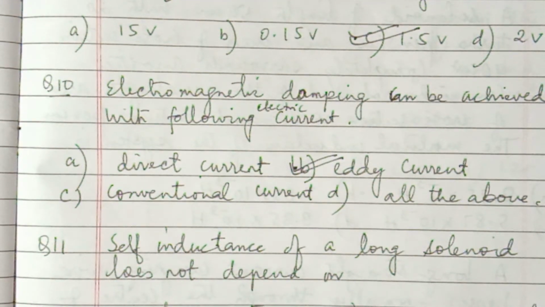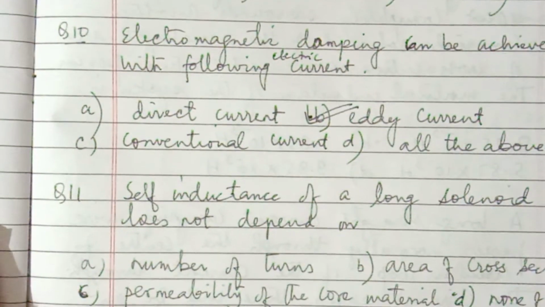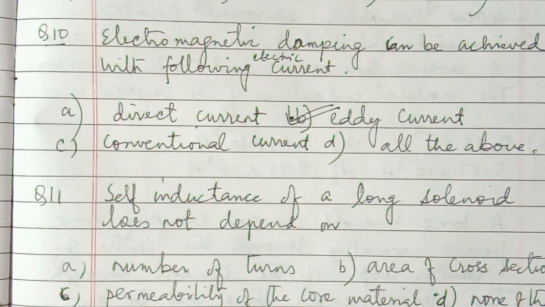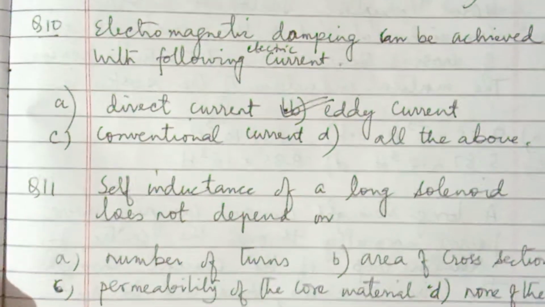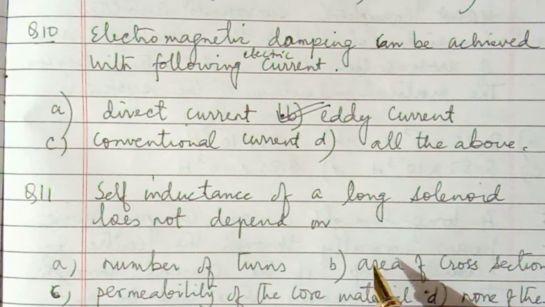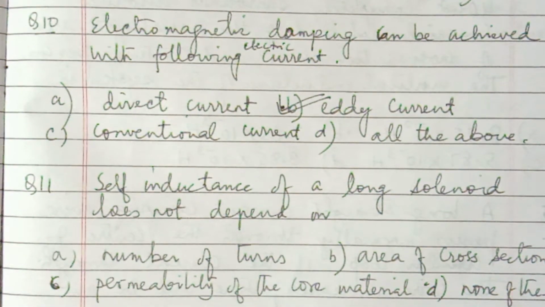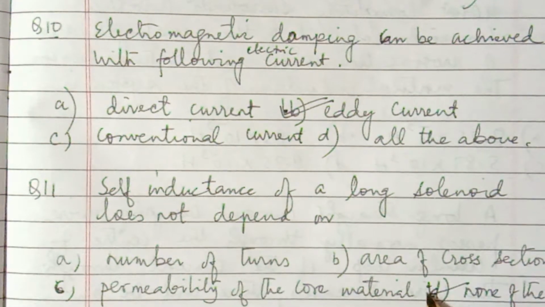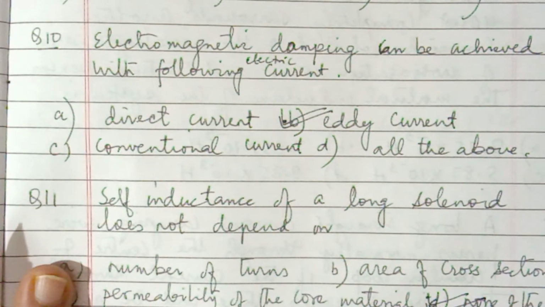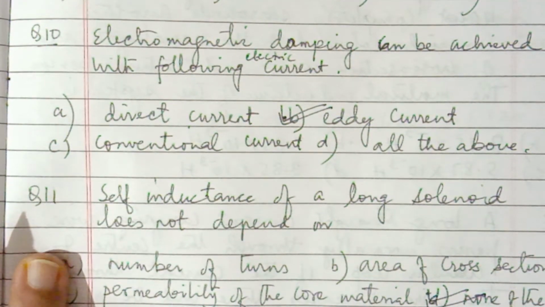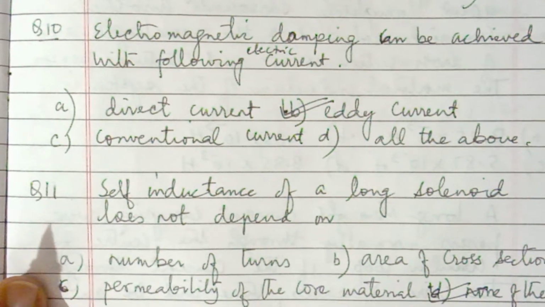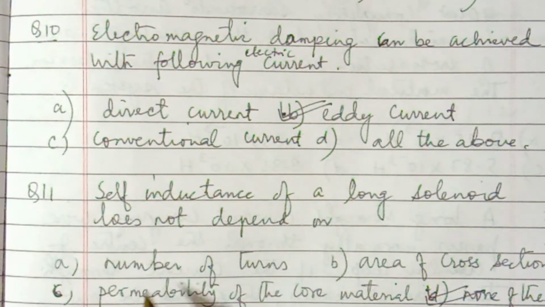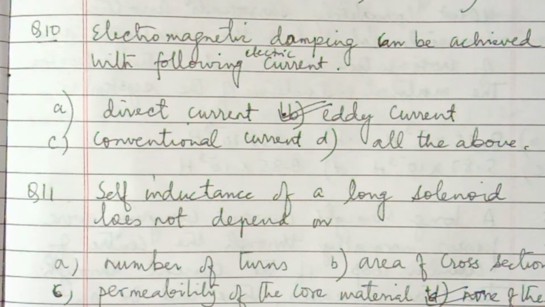Next question: self-inductance of a long solenoid does not depend on which? It depends on number of turns, area of cross section of the coil, and permeability of core material. So it depends on all the factors given. That means does not depend on, so none of these. So self-inductance depends on number of turns, area of the cross section of the solenoid, and permeability of the core material.